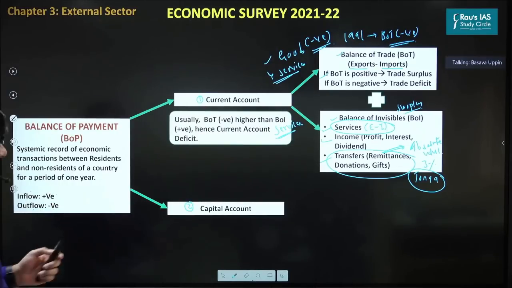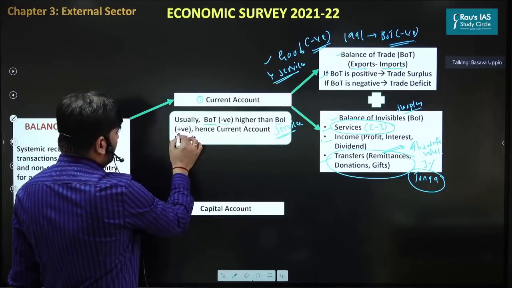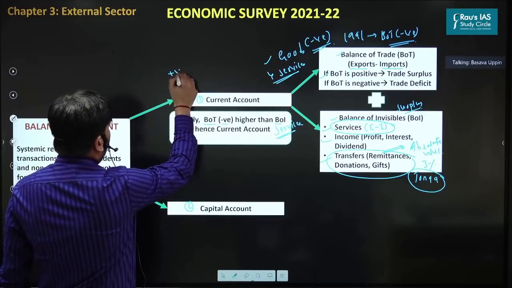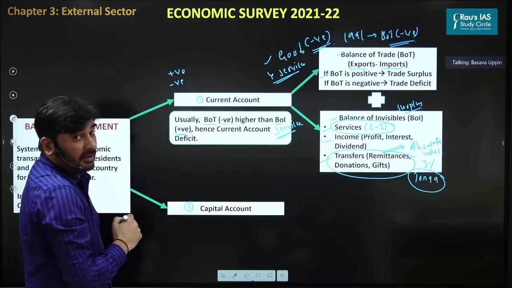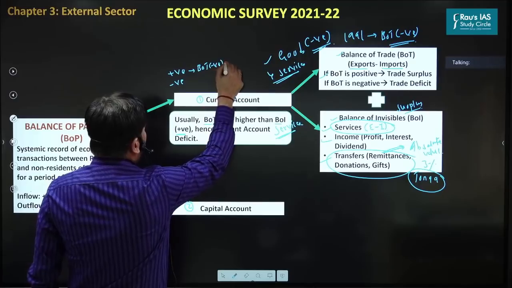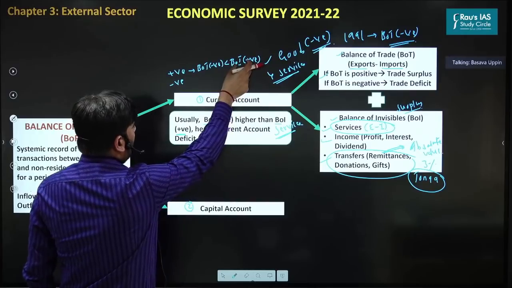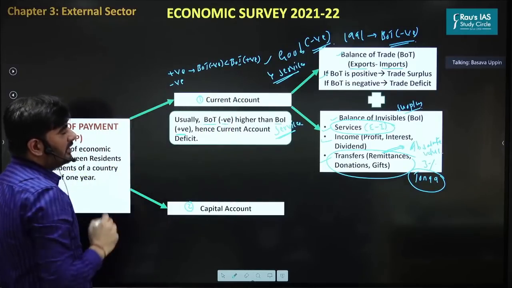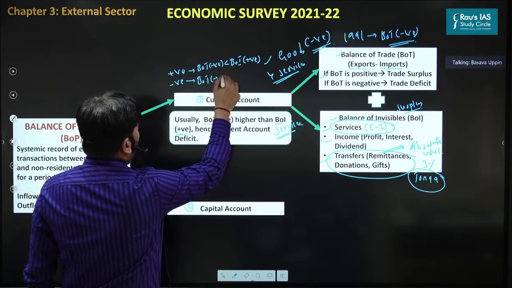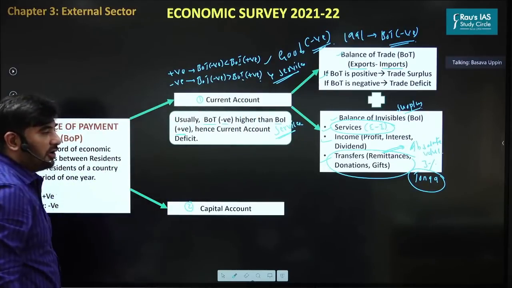So usually in case of India, as I said, balance of trade is negative, whereas the balance of invisibles is positive. So the current account could either be positive or negative. It becomes positive when the balance of trade negative value is lower than the balance of invisibles positive value. So if this positive value is higher than the balance of trade negative value, then we will have a current account surplus. On the other hand, if the balance of trade negative value is more than the positive value of the balance of invisibles, then the current account will be in deficit.